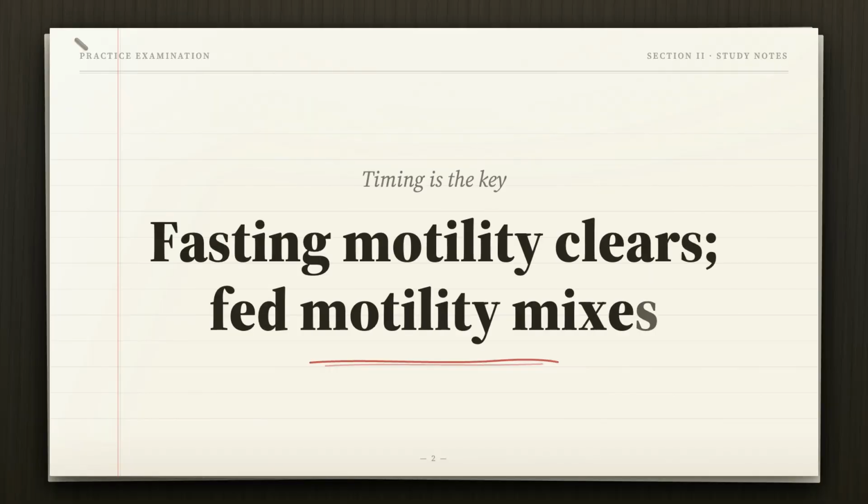The exam clue is always timing. Segmentation happens during digestion, while the migrating motor complex happens only between meals, running on a 90 to 120 minute cycle.